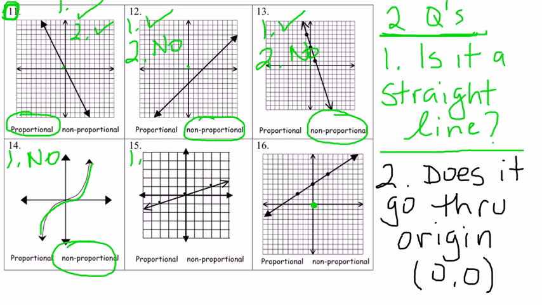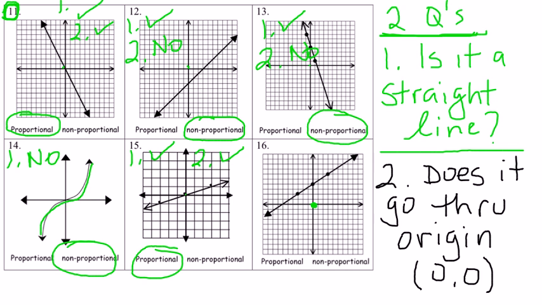Number 15. Does this one happen to be a straight line? Yes, I would say so. Question number 2. Does it go through the origin? Our origin's right there. Is it going through that point? It sure is. Finally we got somebody that's proportional.